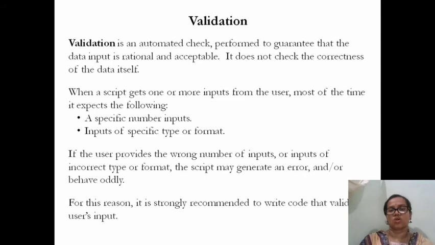So validation is an automated check which is performed to guarantee that the data input is rational and acceptable. It does not check the correctness of the data itself. When a script gets one or more inputs from the user, it is expecting some features, like a specific number of inputs, and inputs of a specific type or format. If the user enters a wrong number of inputs, or the input type is incorrect, the script may generate an error or behave oddly.